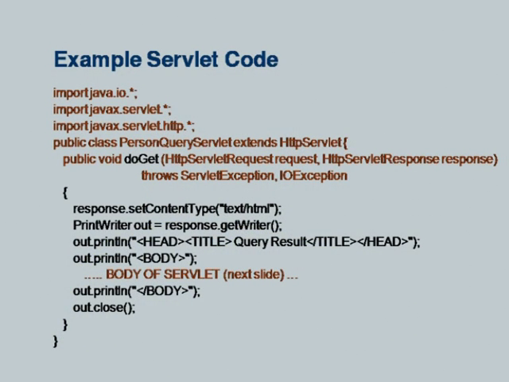Okay, so let's look at a small piece of servlet code. Let's start from the beginning. There are three imports. What are the imports doing? There's the Java IO library, a Java servlet library, and then a Java servlet HTTP library. The servlet interface was designed to work with other protocols also, but the HTTP protocol is really the one which is most widely used, so that's the only one we are going to look at. So now we have created a class called public class PersonQueryServlet. We could have called it anything we want, but the key thing is it extends HttpServlet.